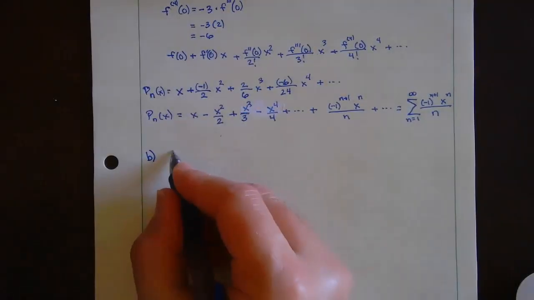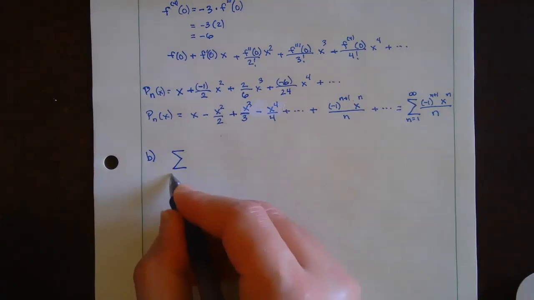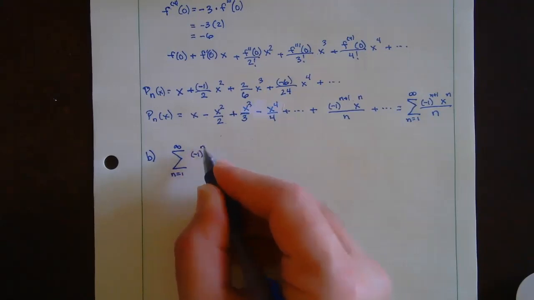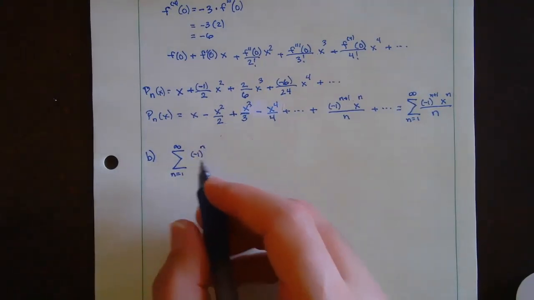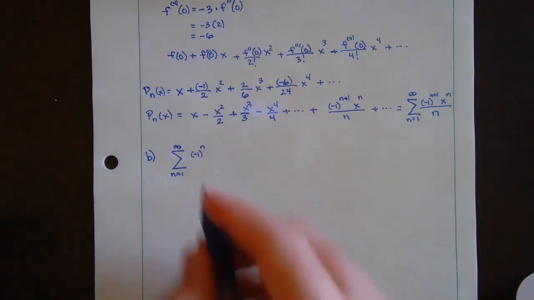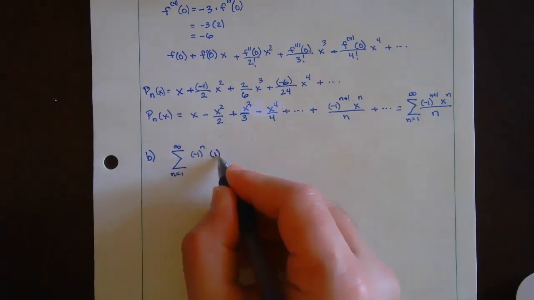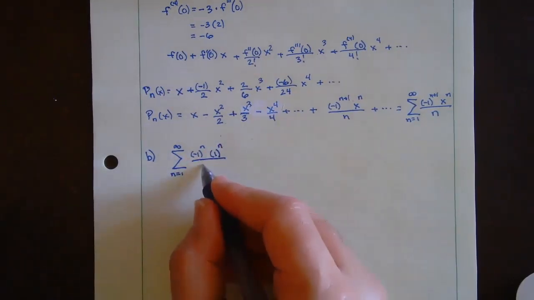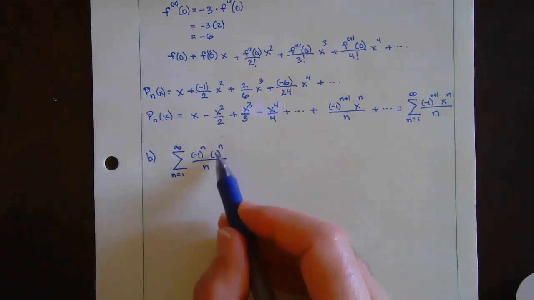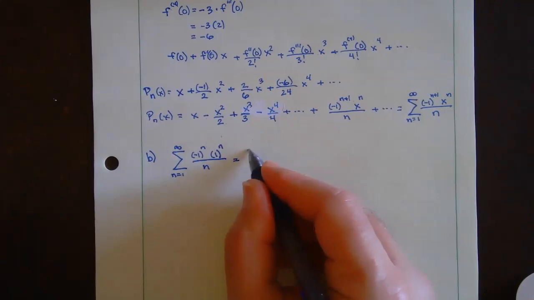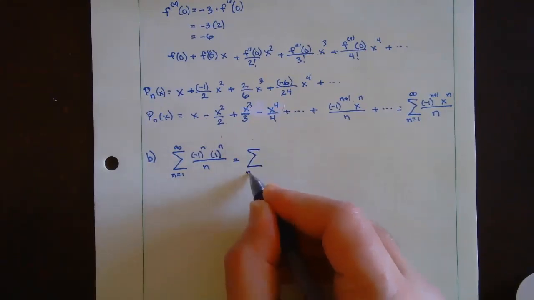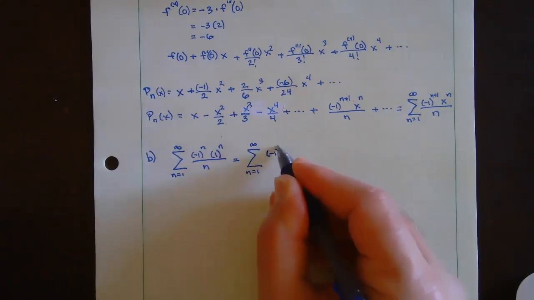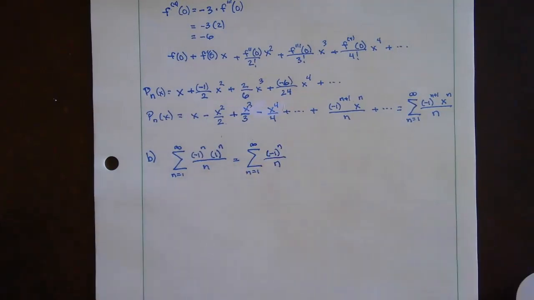So for part B, we have the series, right? Sigma n equals 1 to infinity of -1 to the n, and then at x equals 1 is what we're trying to find, right? Then this would be x, which would be 1 to the n, right? Over n. Now 1 to the n is just going to be 1, right? So this becomes sigma n equals 1 to infinity of just -1 to the n over n.